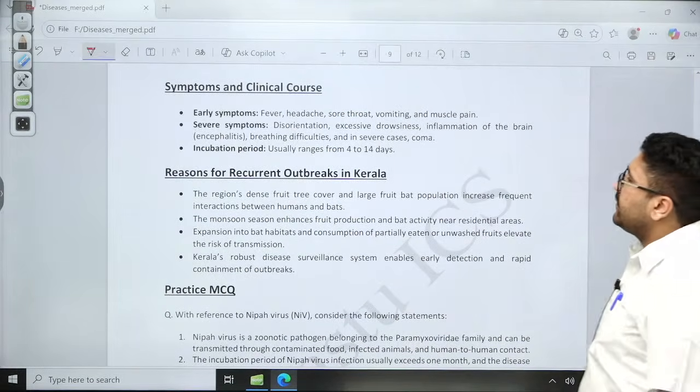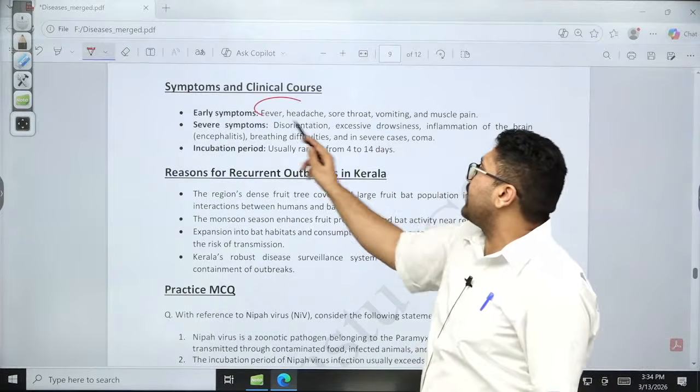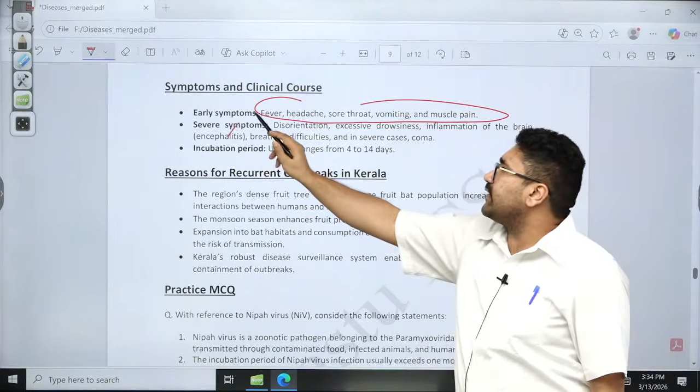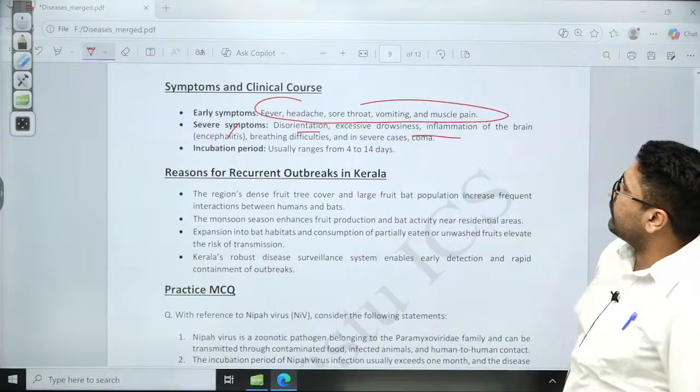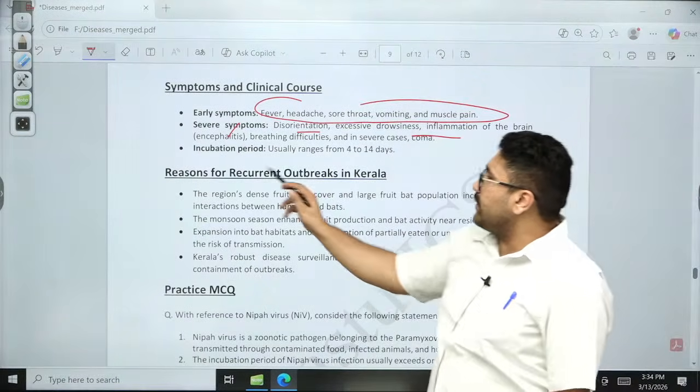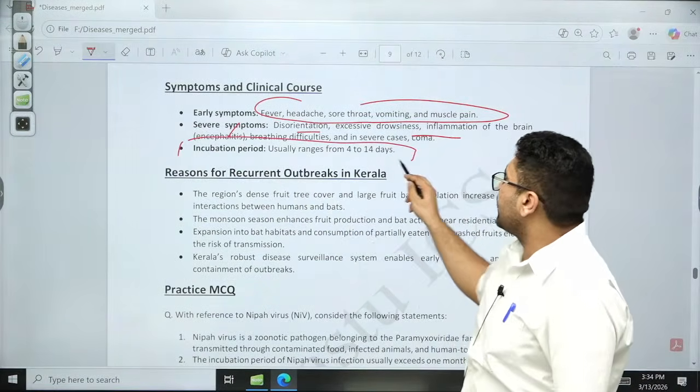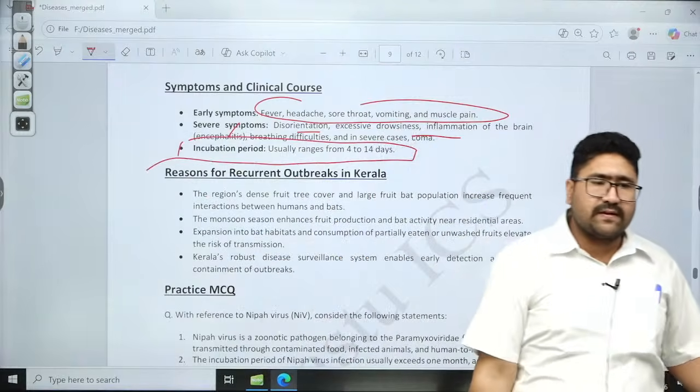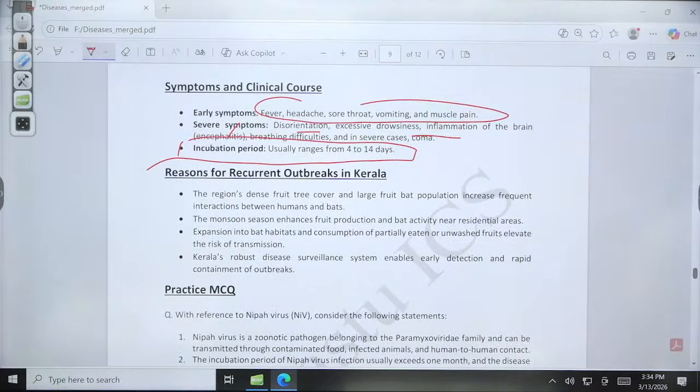Symptoms, again we see early symptoms like fever, headache, sore throat. Severe symptoms: disorientation, excessive drowsiness, inflammation of the brain. Incubation period becomes important. What is incubation period? कि कितने दिन में ये symptoms दिखाई देंगे. So not more than 2 weeks. Within 2 weeks the symptoms will be displayed, from 4 to 14 days.